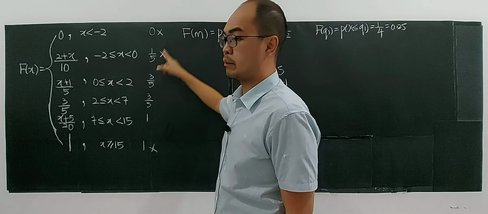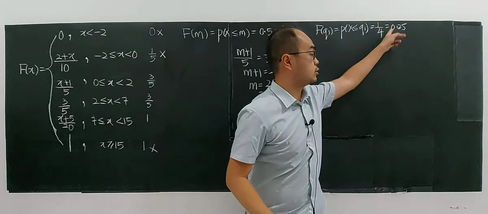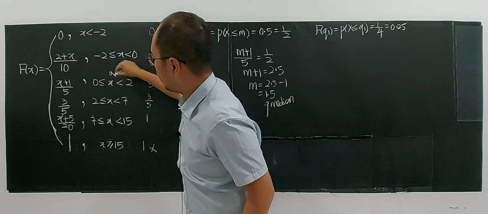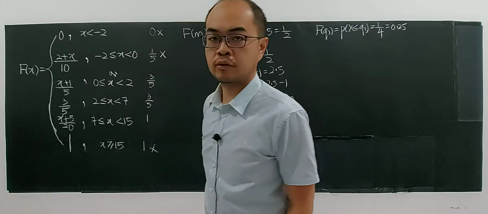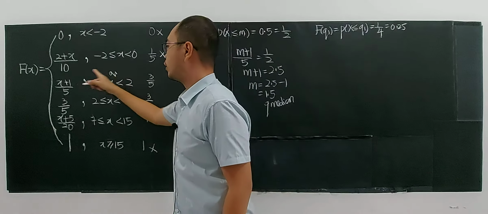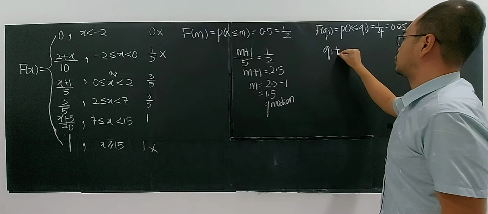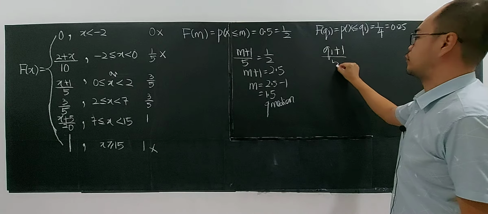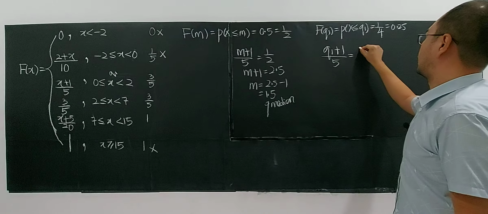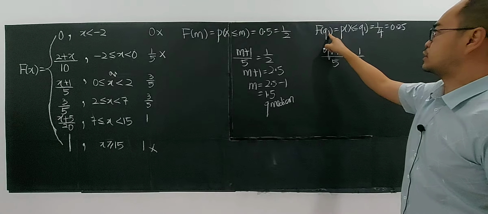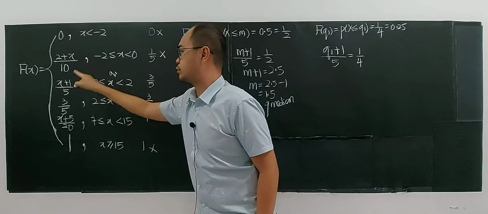This is the first value that is more than 0.5. So that means the quartile and the median will be in the same range, right? So the Q1 you have to substitute here also. Same thing here, it's applied the same. Q1 plus 1 over 5 equals 1 over 4. So substitute this Q1 into the correct function.